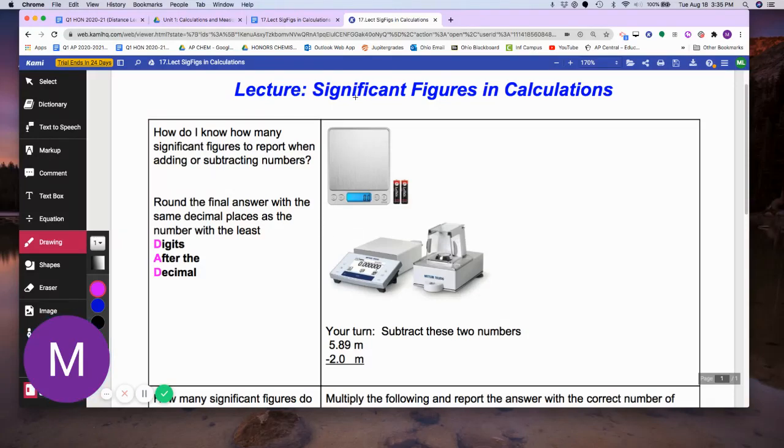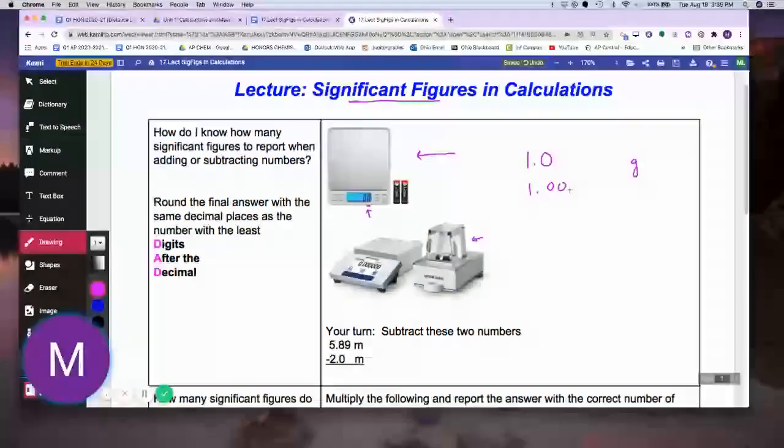Now that you know how to count significant figures, what happens if you have to add two measurements together? For example, if you use this balance to weigh something and it says 1.0, because the balance is not that precise or accurate, it only has one decimal place. And then the next day, you go to another lab, and this is in grams, by the way, and they have this sensitive balance, and it's able to read 6 decimal places: 1, 2, 3, 4, 5, 6. And you want to add these two numbers together.